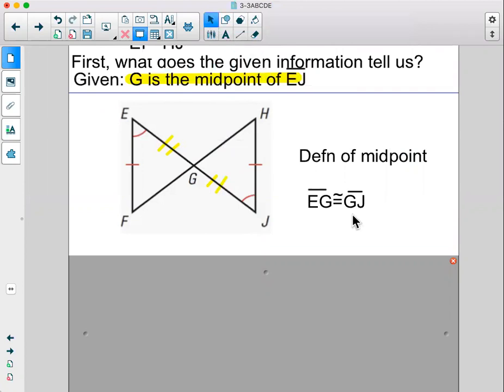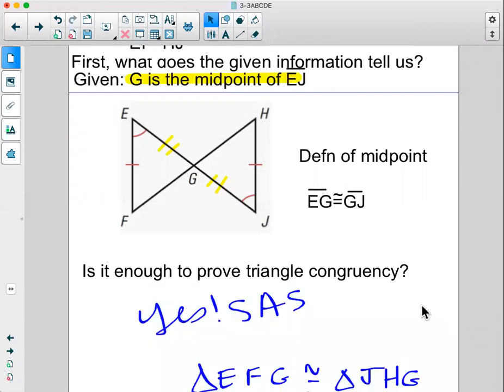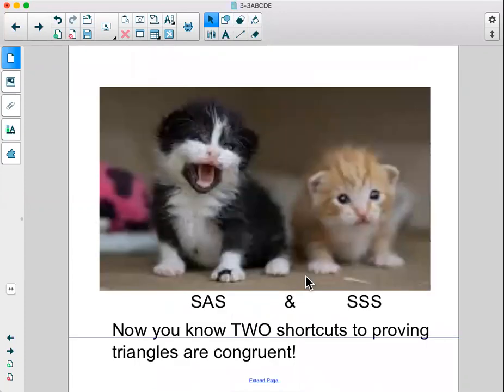And now we pause and we ask ourselves, is this enough to prove triangle congruency? We have one scratch, included angle, two scratch over here, being exactly congruent to one scratch, included angle, two scratch over here. And so yes, it is enough. We can use SAS to prove that these two triangles are congruent. Triangle EFG is congruent to triangle JHG. So now you have two shortcuts to prove triangles are congruent.